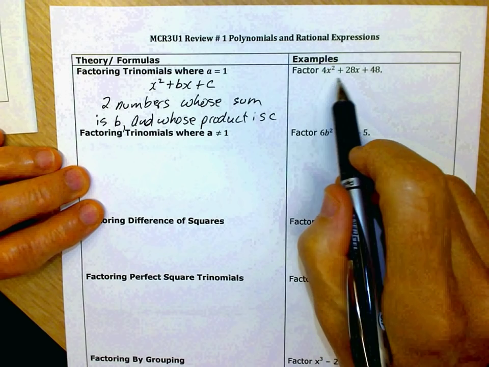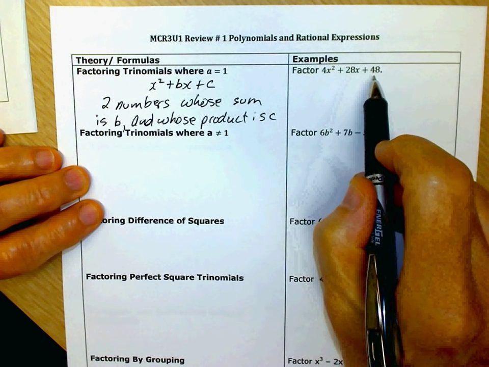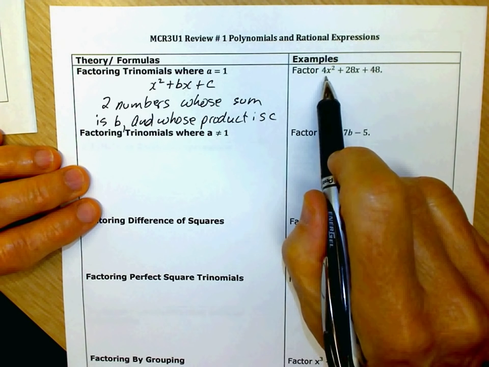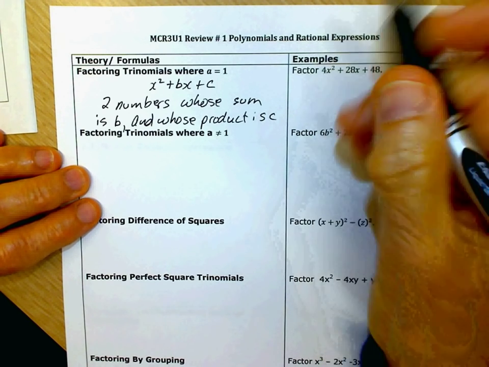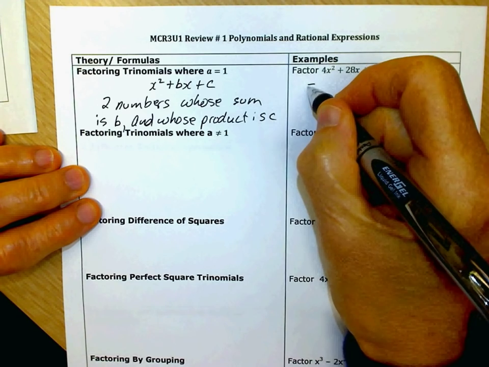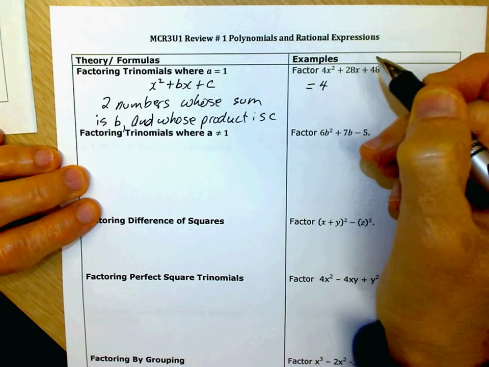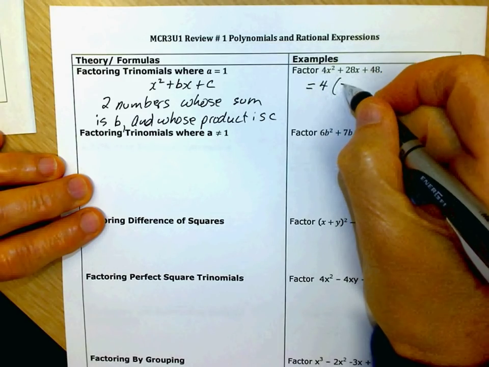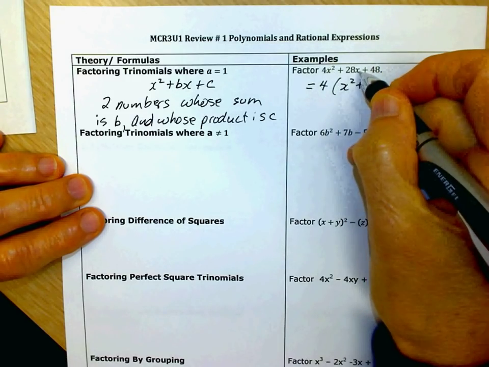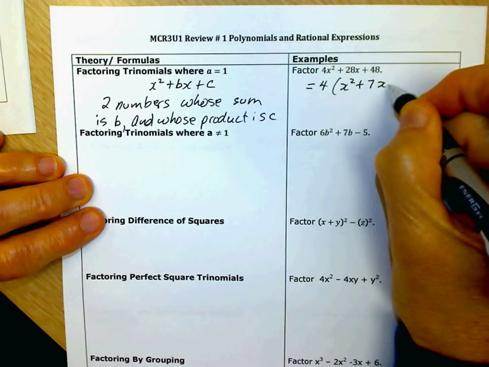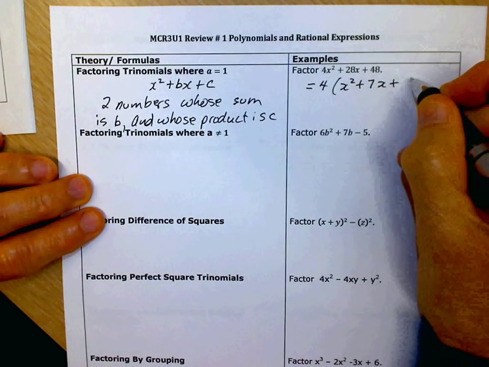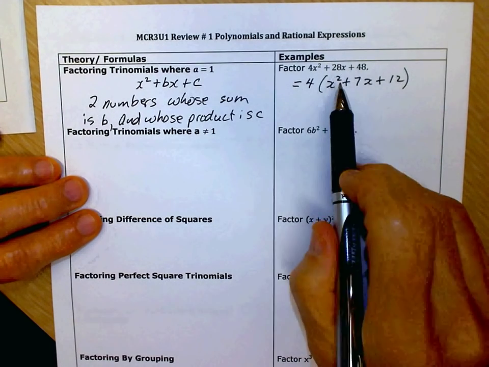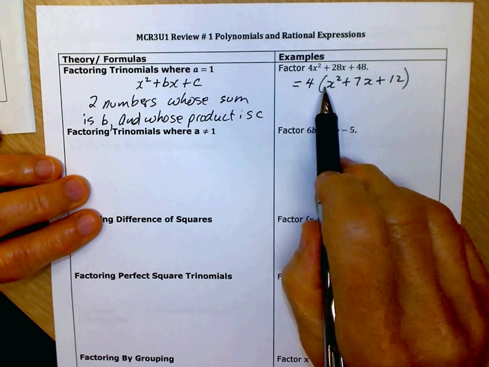Notice we have 4x squared plus 28x plus 48. And you might say, well, hold it a second. A is not 1. However, we can factor out the 4 and make life much easier on ourselves. So 4x squared divided by 4 is x squared. 28x divided by 4 is 7x. 48 divided by 4 is 12. And now you can see we have a trinomial where a is equal to 1.